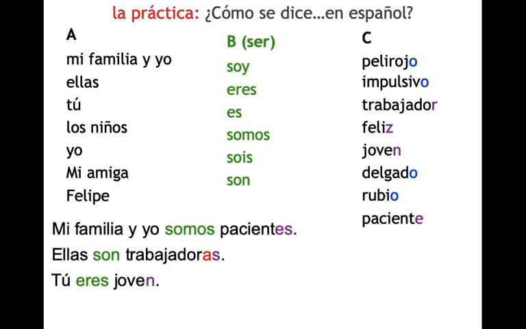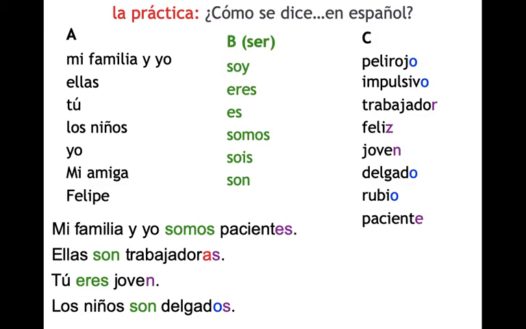Next, the boys are thin. Los niños son delgados. So the first thing you need to think about is, what would I replace los niños with? What could I replace that with in my mind? I could replace it with they, ellos. That gives me the form of the verb son. Then take a look at the adjective. The adjective is delgado. The masculine form is fine, but I need to make it plural. Los niños son delgados.